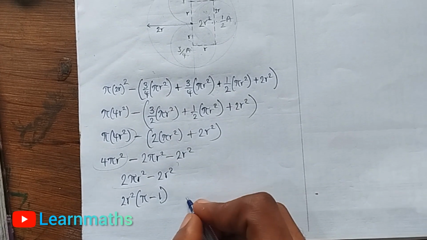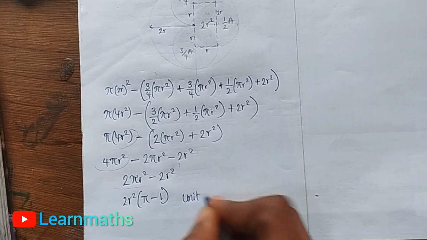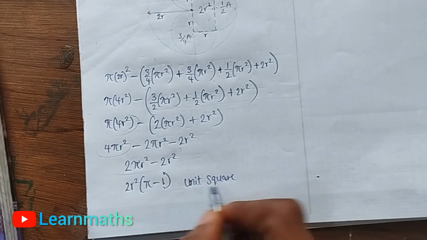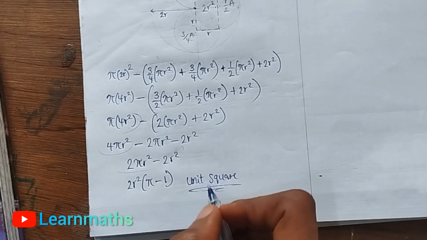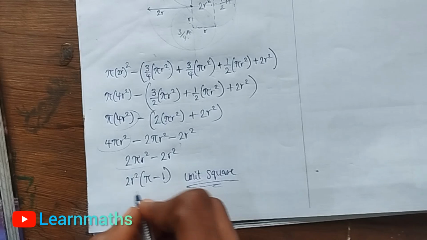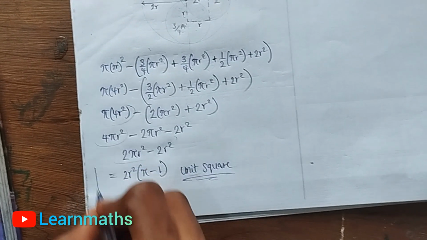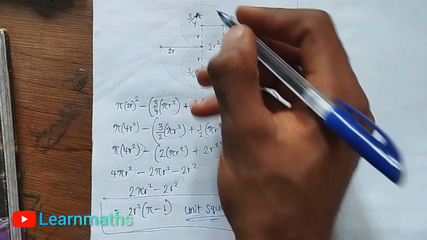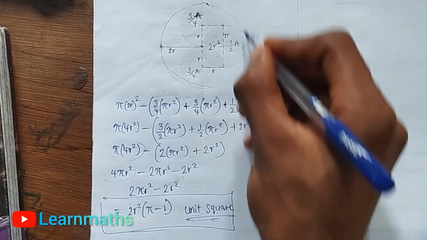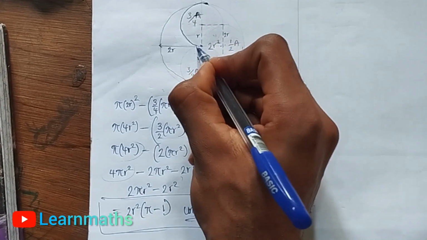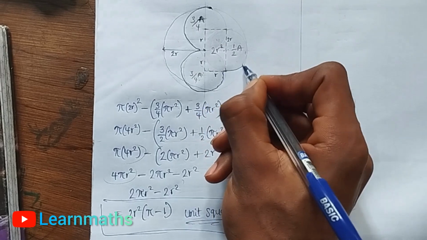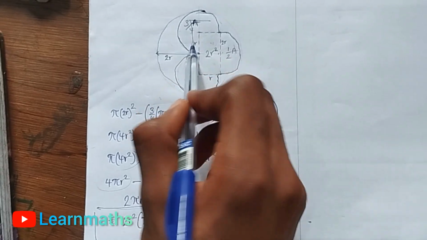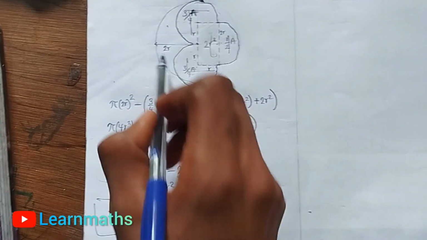We don't know the units, but whatever the units would be, it will be squared, right? It could be centimeters squared, it could be millimeters, we just don't know. This is the unit for area, unit squared, right? This is the area for the white region from the question, right? What you have to do is find the area of the bigger circle, then remove these areas, and you get the white area.